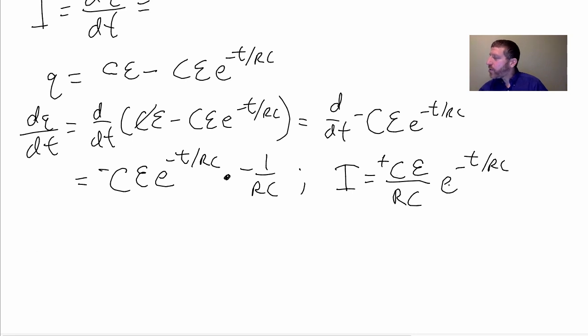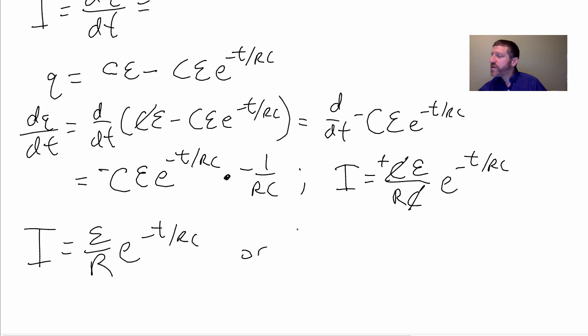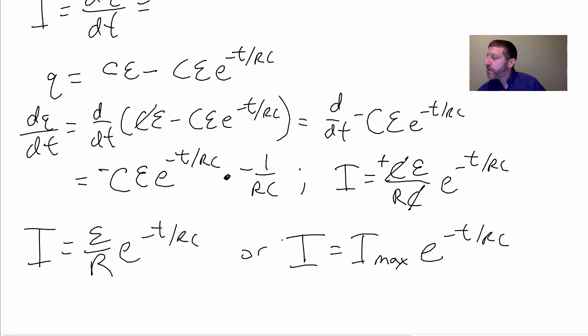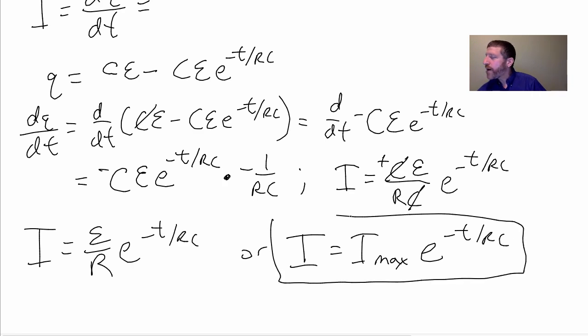And notice that this C cancels this. What's E over R? I is equal to E over R times e to the negative t over RC, where E over R is just the initial current. I equals I max, the maximum current that's happening initially when you first close the switch, times e to the negative t over RC. There we go. There's our final result.